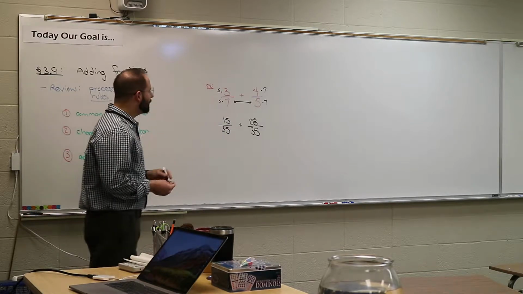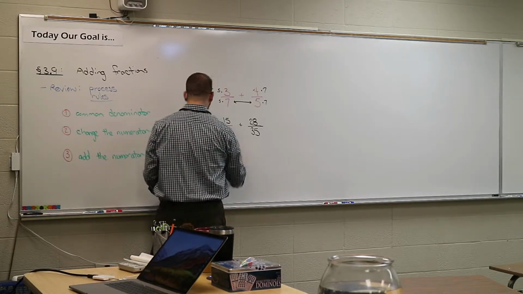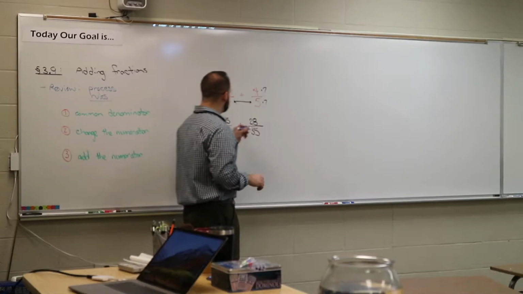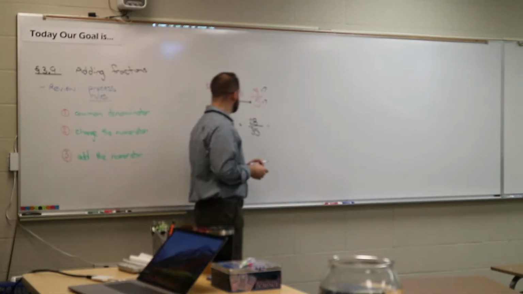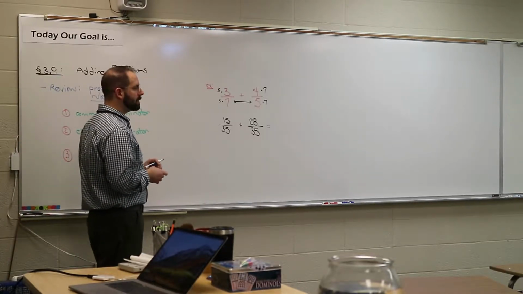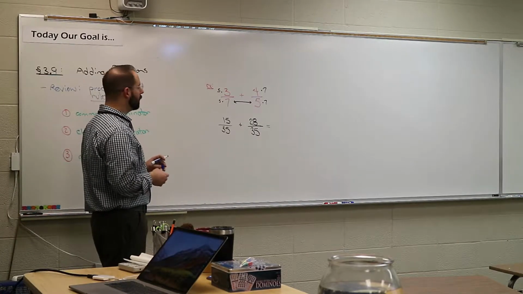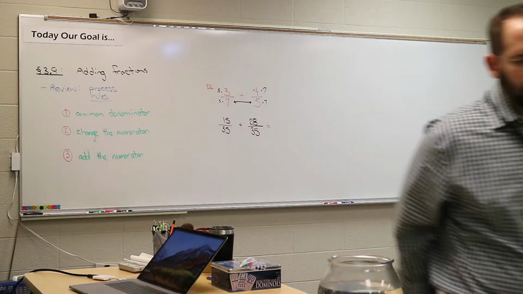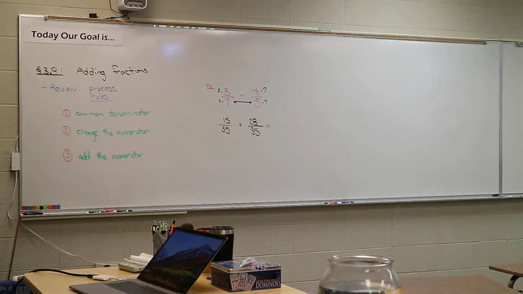And then we can add. So now we've changed the tops and we've changed the denominator. Let's add straight across. So we're going to have to add the 15 and the 28. Calculator. Okay. Add 15 and 28.